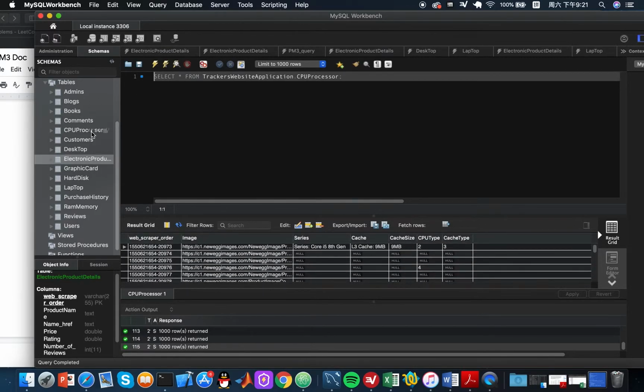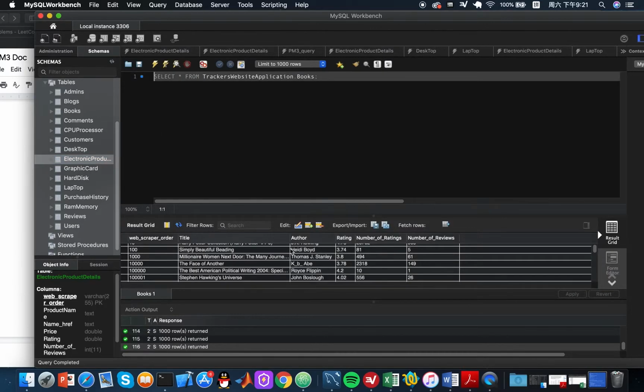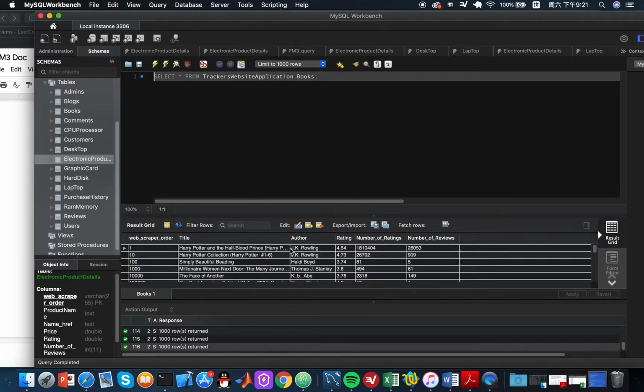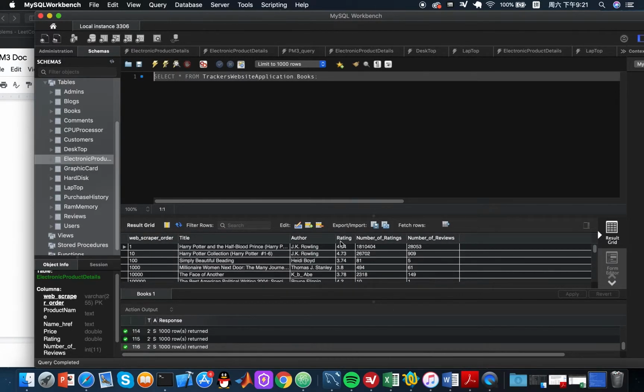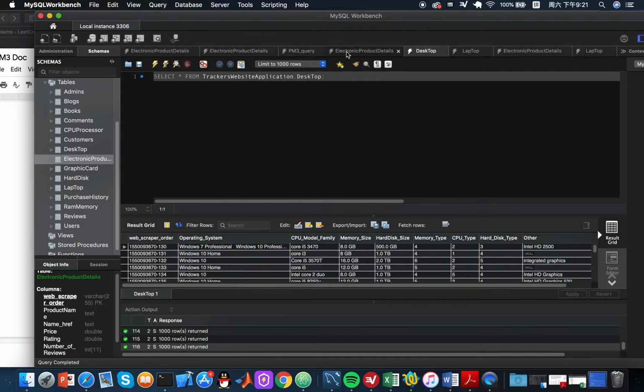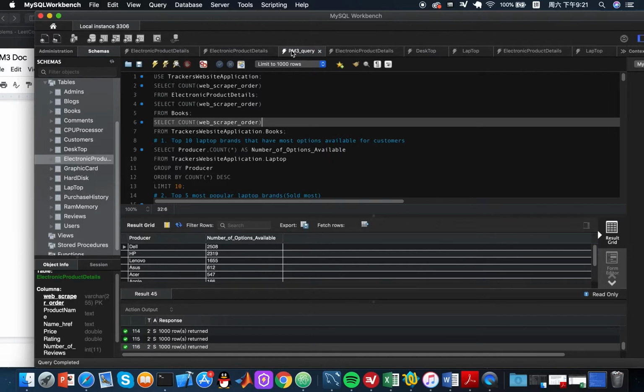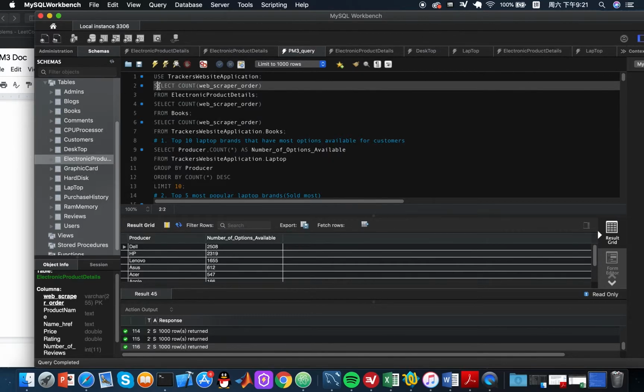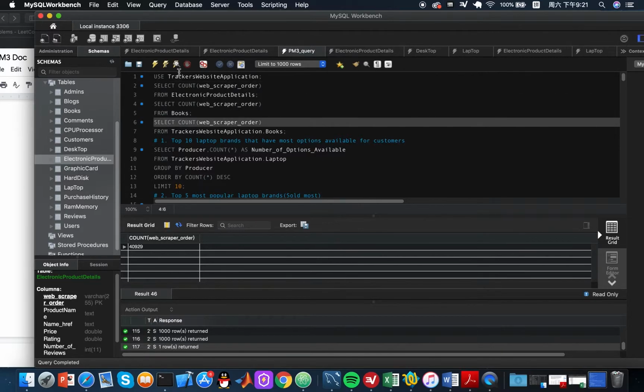So this is the table of electronic products that we have, and we also have another table for the data of books, and it has fields like author, rating, number of ratings, and number of reviews. By using these two data sources, we have achieved the goal of 100,000 lines, and you can see the count of our rows here.